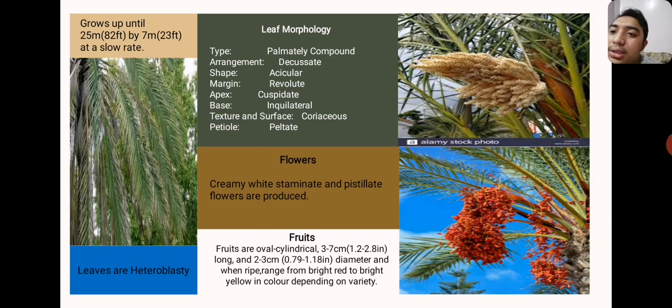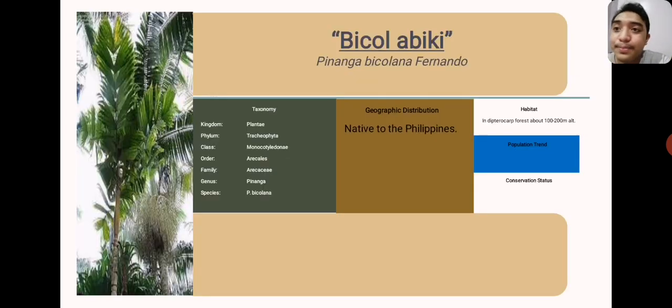Flowers: creamy white, staminate and pistillate flowers are produced. This is the flower. Fruits are oval, cylindrical, 3 to 7 centimeters or 1.2 to 2.8 inches long, and 2 to 3 centimeters, 0.79 to 1.18 inches in diameter, and ripe range from bright red to bright yellow in color depending on the variety. This is the fruit. Leaves are heteroblast.